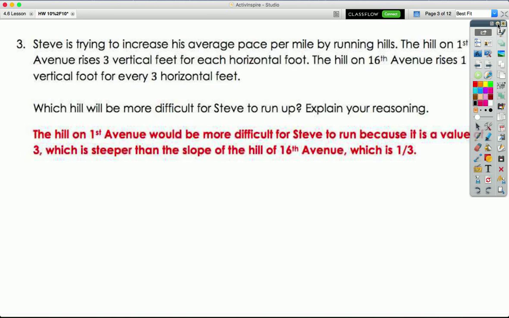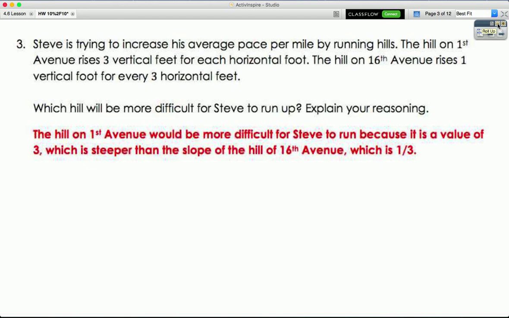Question number 3 says Steve is trying to increase his average pace per mile by running hills. The hill on First Avenue rises 3 vertical feet for each horizontal foot. The hill on 16th Avenue rises 1 vertical foot for every 3 horizontal feet.